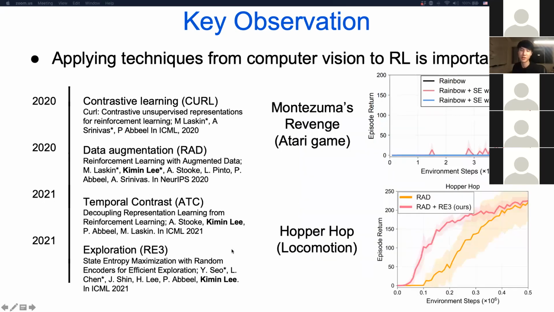And we also studied an exploration method called RE3, which maximizes the state entropy using a random encoder. By utilizing this idea, we found that we can further improve the performance of vision-based reinforcement learning even in sparse reward environments. So yeah, that is a very quick summary of RL from pixels.